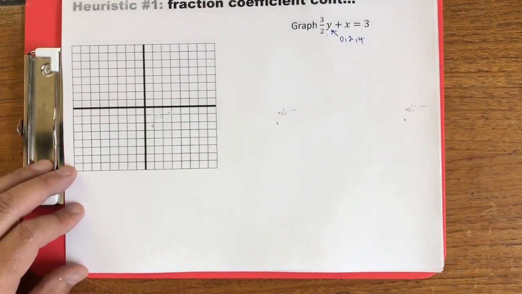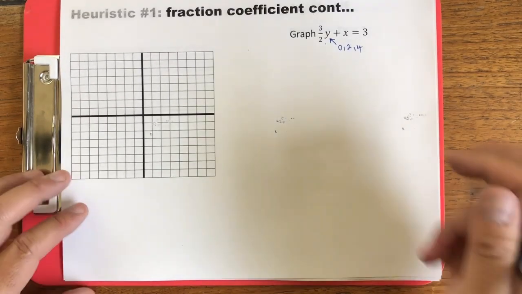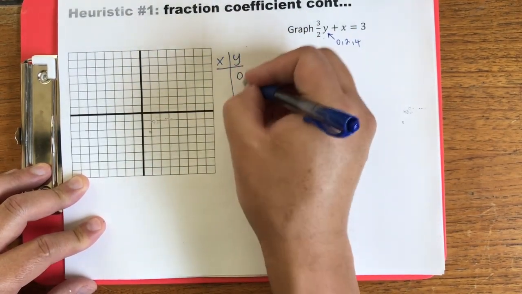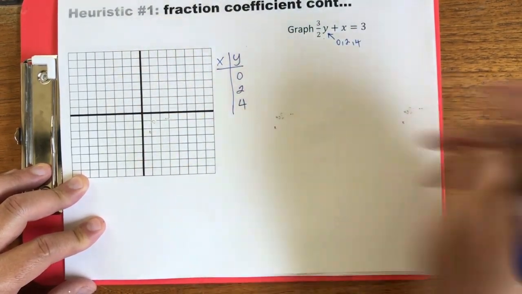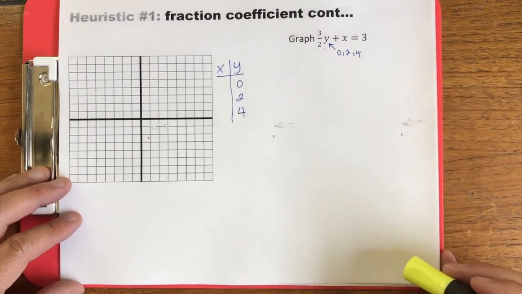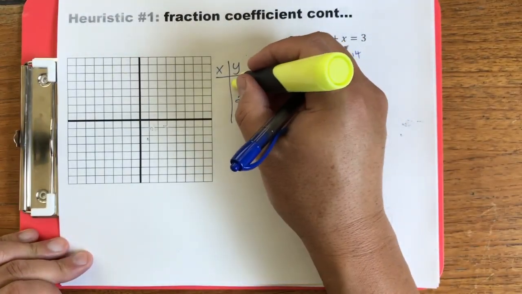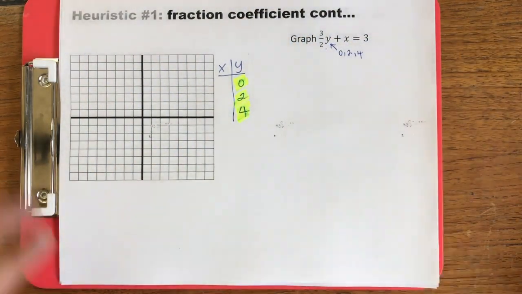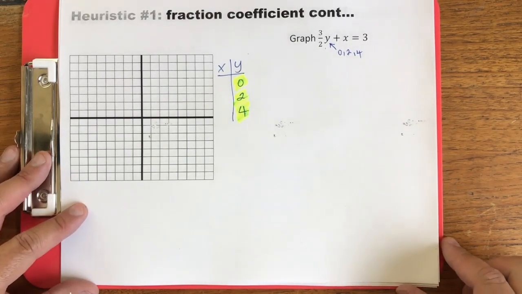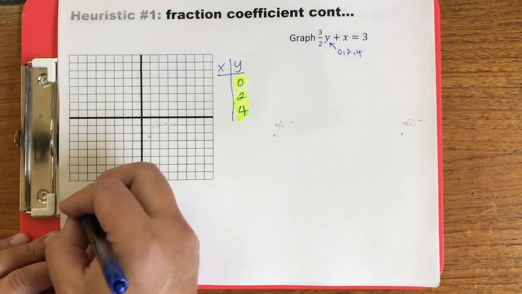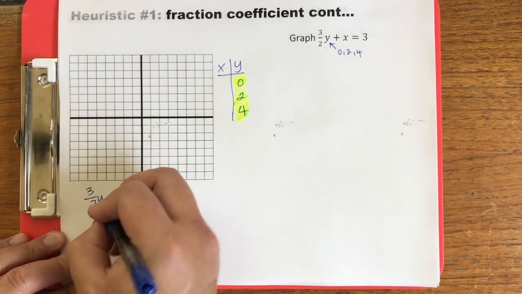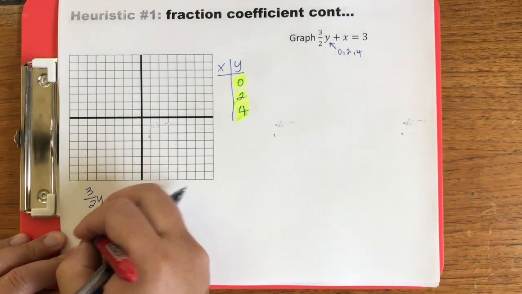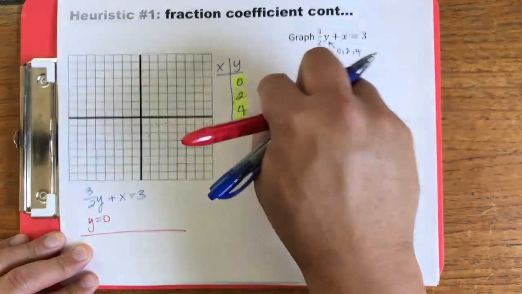All right, so let's try this out. Okay, now we're going to plug in 0, 2, 4. Let's highlight this so we remember which values we started with. And this will give us our 3 problems. 3 over 2y plus x equals 3. And our first problem says y is equal to 0. That's this one right here.